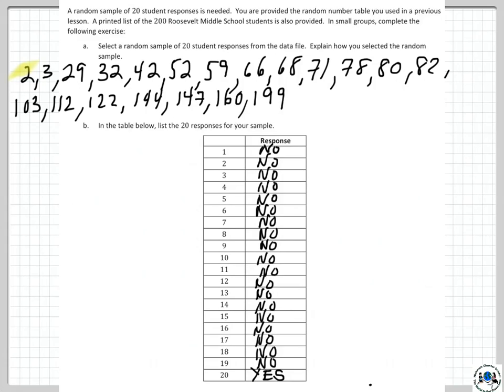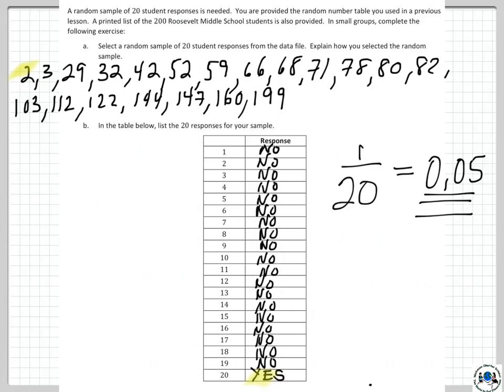Okay, this is what I came up with for my data. Not a lot of my randomly generated sample chose freeze time. Actually, only 1 right here, 1 out of 20. So if I find my proportion here, 1 out of 20, that of course equals 0.05, or 5%. So 0.05.